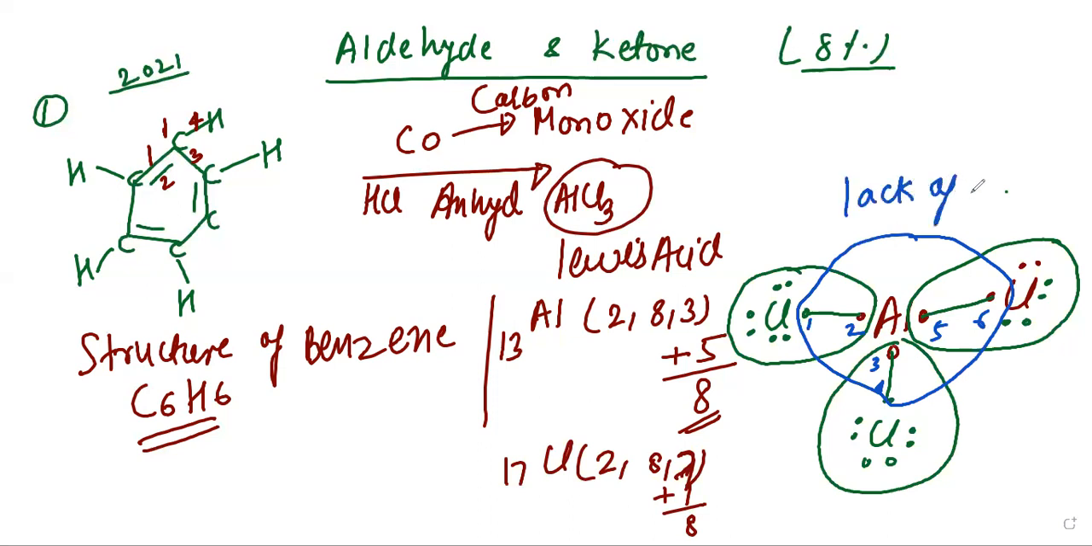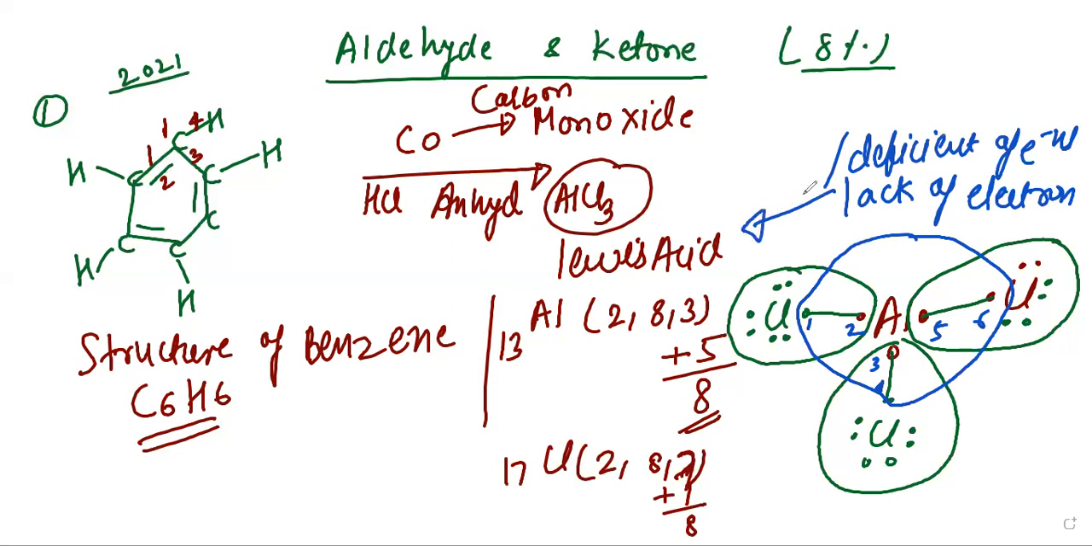The lack of electrons for aluminum is also called, in chemistry terms, deficient of electrons. When a compound is electron deficient, it is called a Lewis acid. So it will act as an acid here. Understood?